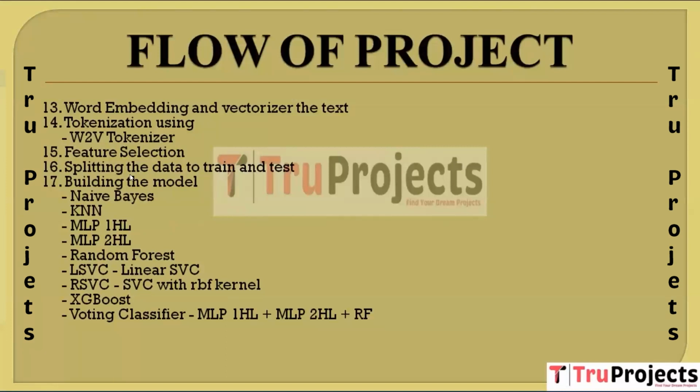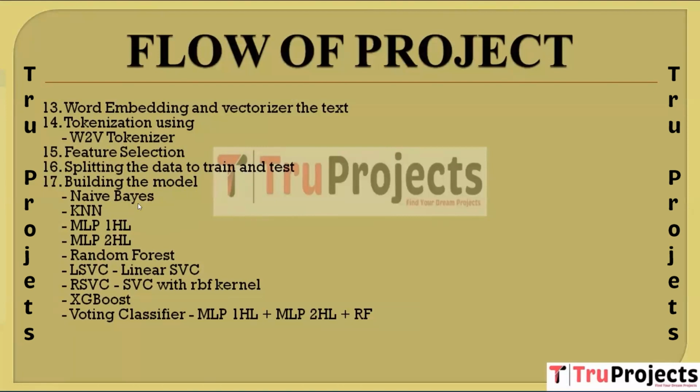Next we have splitting the data into train and test. Divide your dataset into two sets, a training set for model training and a testing set for evaluating model performance. This allows you to assess how well your model generalizes to new unseen data. Then next we have building the model. In this step, you create different machine learning models for text classification. The models you are trying are similar to those mentioned in the previous list.